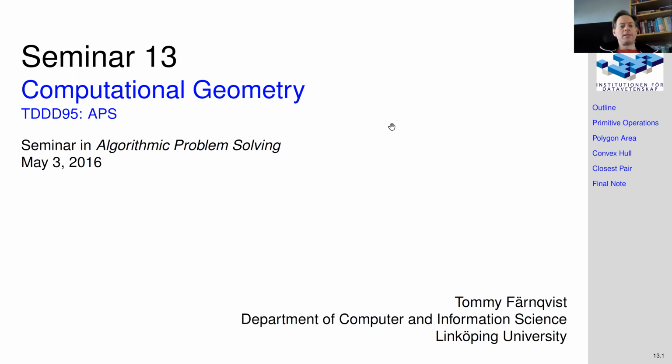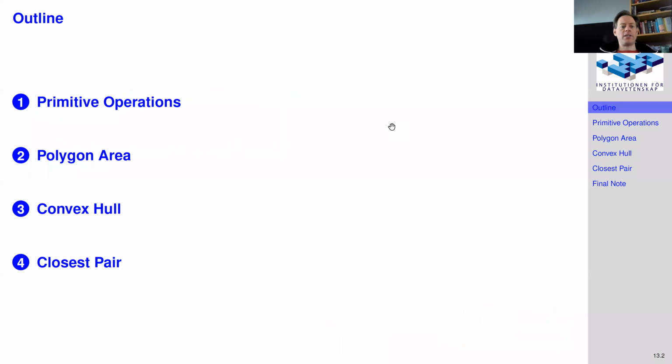So, in this lecture, we're interested in a number of different aspects related to computational geometry, which of course is also very much related to lab number 4. Sorry about that. So basically, we will go through a number of primitive operations on computational geometry primitives. We will talk about polygons, for example, how to compute the area of a polygon. We will talk about convex hull and also about closest pair.